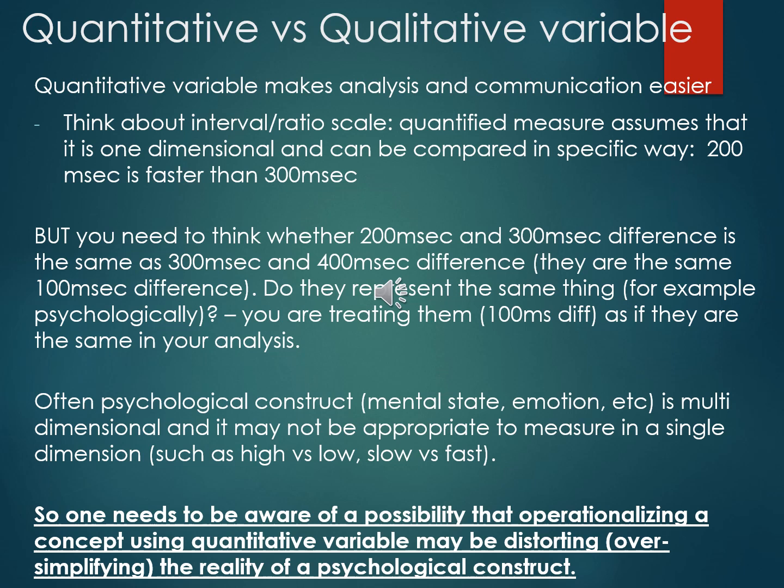I hope you recall from statistics that we have different kinds of measurement scales, such as nominal, ordinal, interval, and ratio. Interval and ratio are quantitative measures, whereas nominal and ordinal are qualitative measures. Depending on how you operationalize, your concept eventually results in either a quantitative or qualitative variable. So you need to be aware of the benefits and limitations of each of these measurement scales when you create the variable through operationalization.